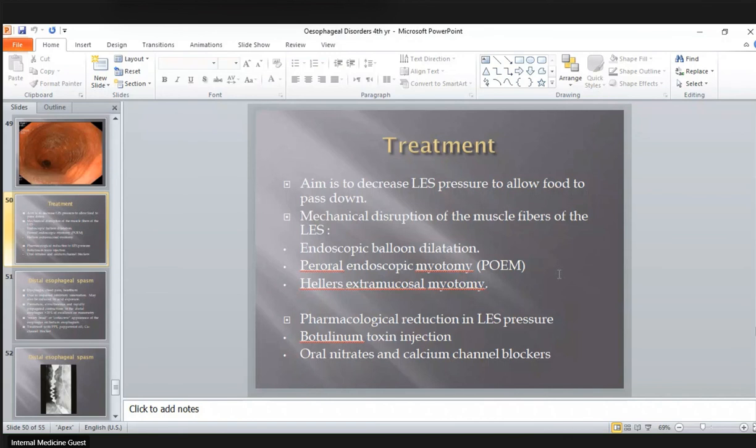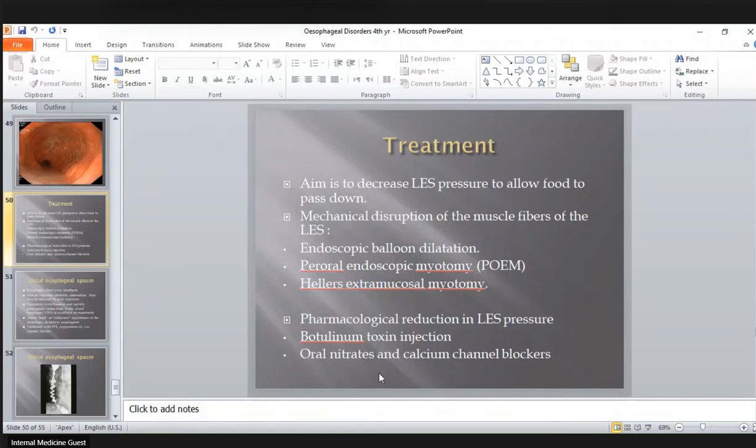Some medications may help to decrease lower esophageal sphincter pressure, but in general they are left for very high risk patients for any endoscopic or surgical intervention, because the efficacy of these medications is quite limited and for a very short period of time. Some gastroenterologists may do botulinum toxin injection, and as I said, calcium channel blocker and oral nitrates may help.